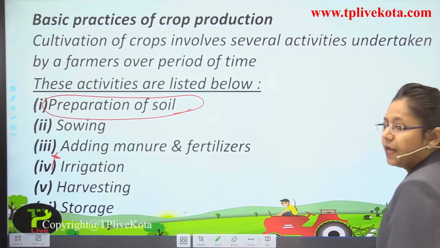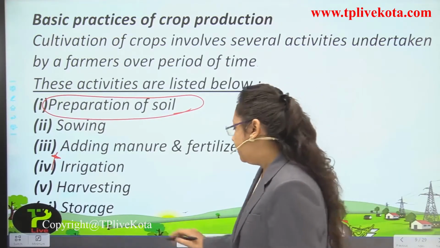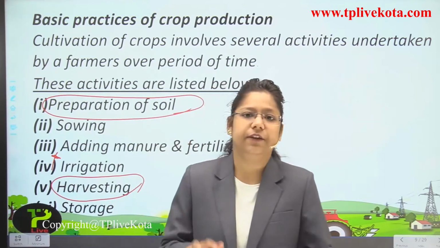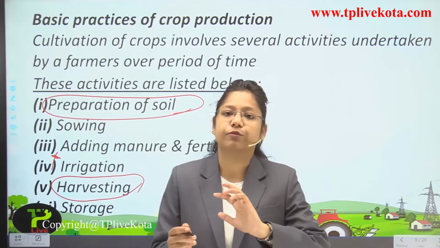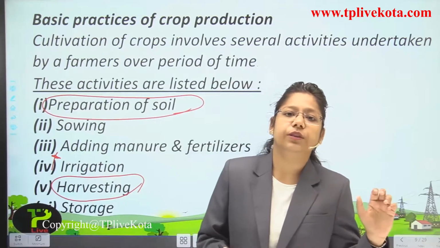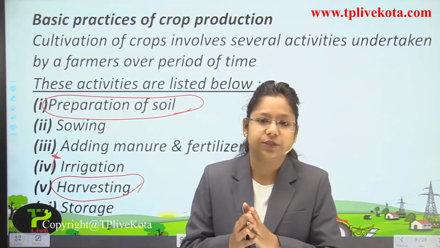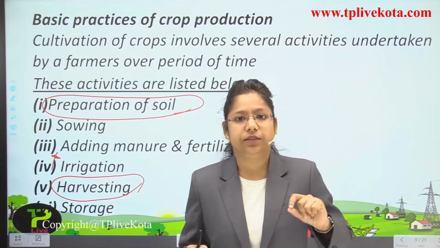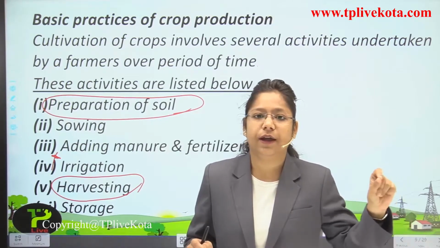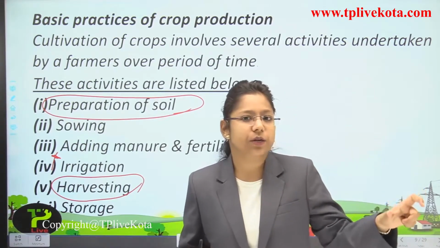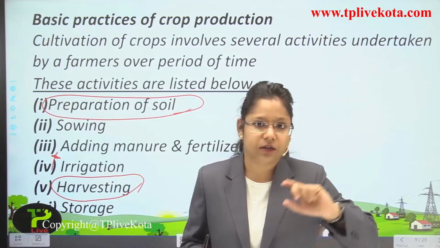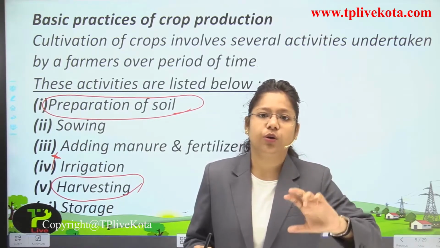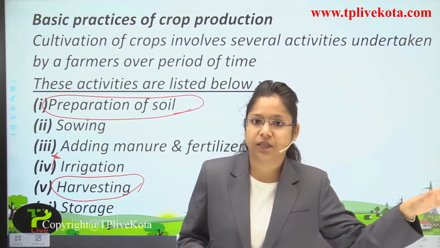Irrigation means the supply of water. Now harvesting. Harvesting means a particular time of harvest. If you have grown the kharif crop, students, do you remember in which season? You have grown the kharif crop in the winter season. Now before summer you have to harvest it. So it is a particular time of harvesting, between March and April. A farmer should know the particular season to harvest a particular crop.